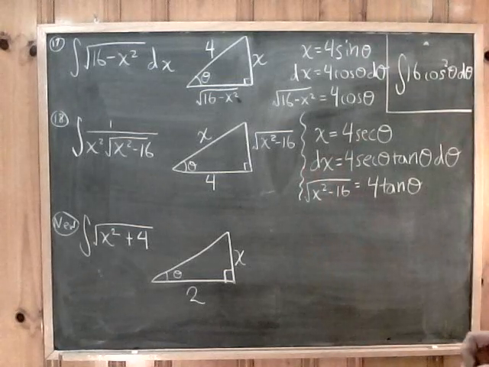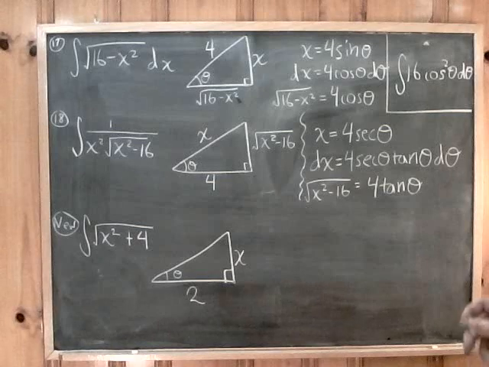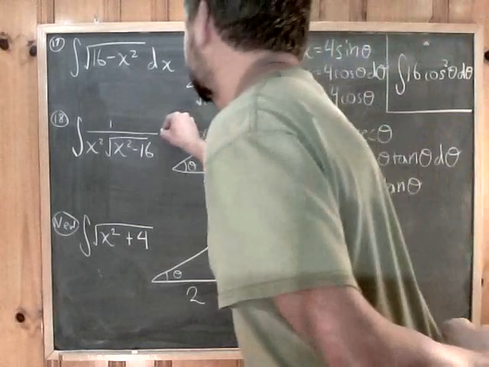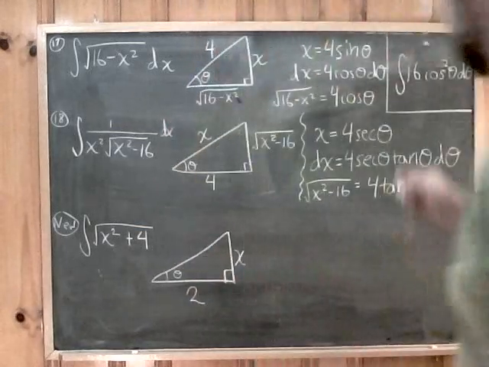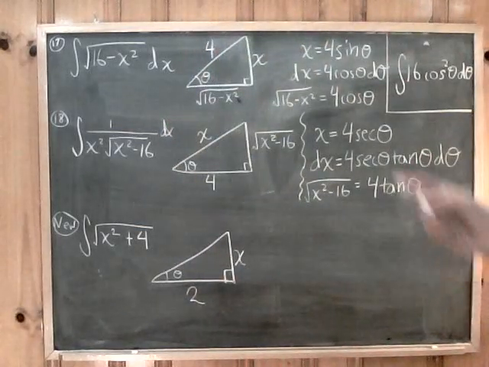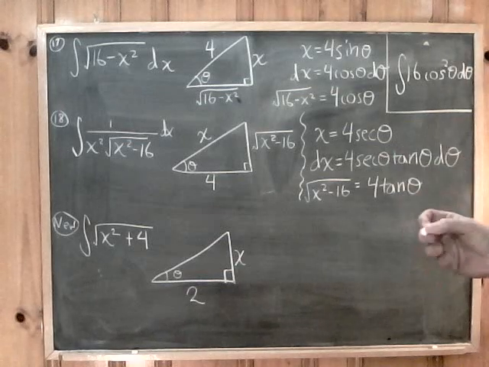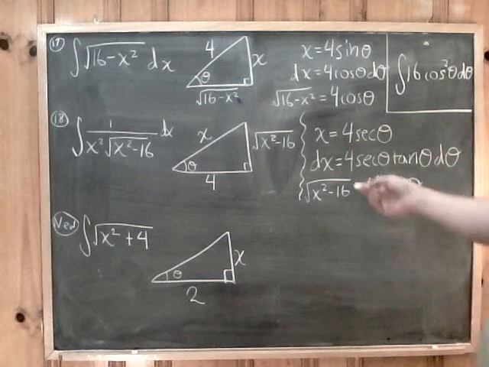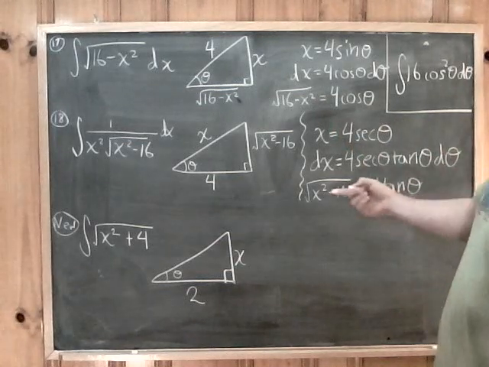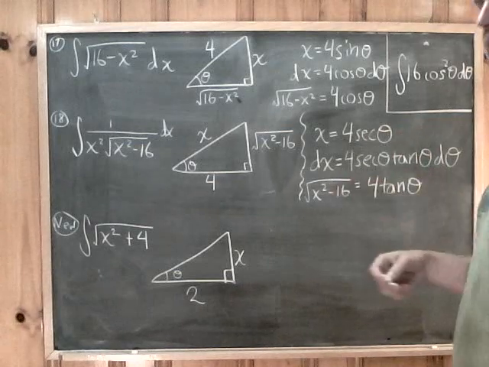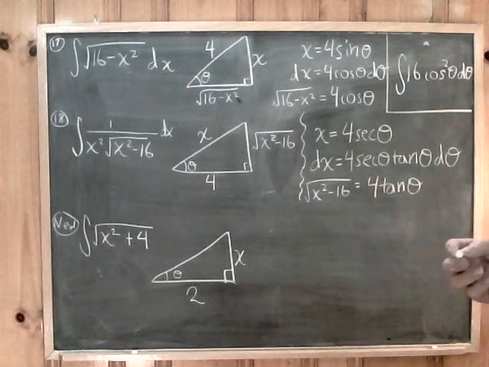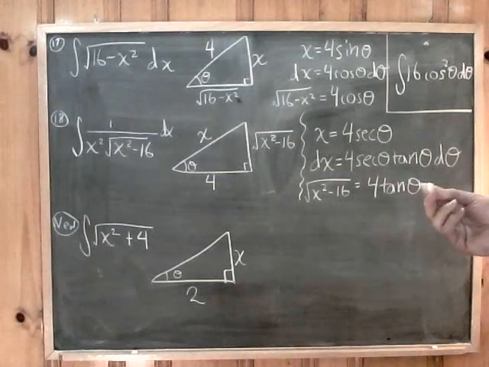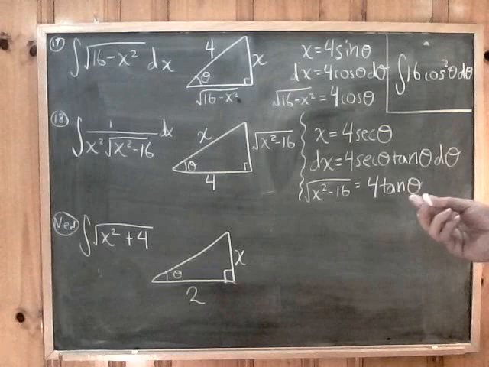That gives me enough to substitute. I can substitute 4 secant theta in for the x. I forgot my dx on here. I can substitute in the 4 secant theta tangent theta d theta for the dx, and I can substitute in the 4 tangent theta for the square root of x squared minus 16. Remember that this also would be something you could find by putting in 4 secant theta for x, then using a trig identity, but you can also use the triangle.